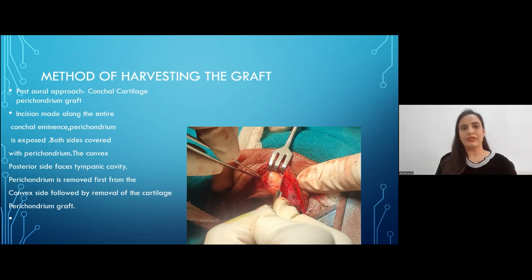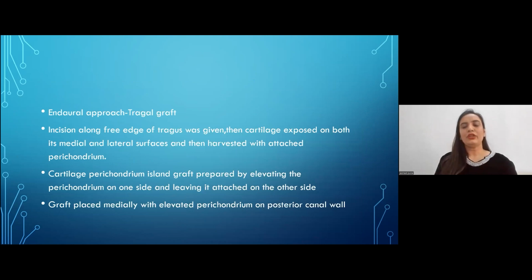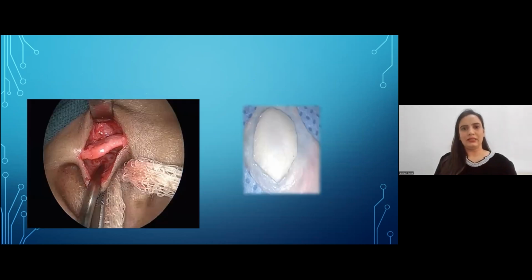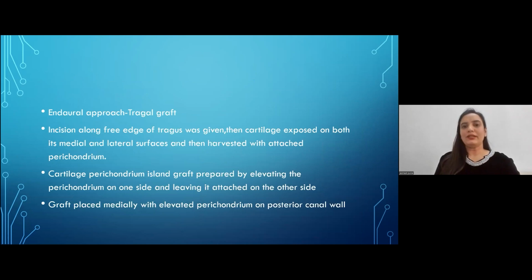Perichondrium was removed first from the convex side, followed by the removal of the cartilage perichondrium graft. For the endoaural approach, a tragal graft was used. An incision was given along the free edge of the tragus, and perichondrium-covered cartilage was exposed on both sides, medially and laterally. The cartilage perichondrium island graft was prepared by elevating the perichondrium on one side and leaving it attached on the other side.